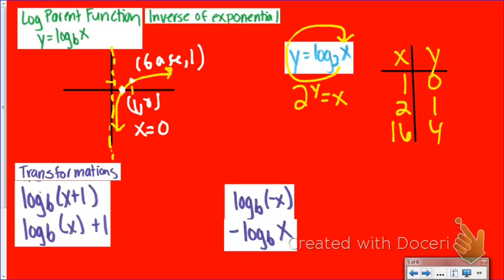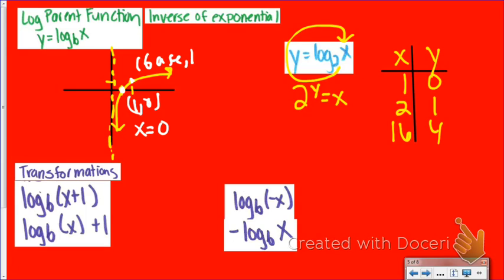And if you remember, those are the exact same points as my exponential function, but my x and my y are flipped. And if I were to graph that exponential function, it would look a little something like that, which is a mirror image over that line, y equals x.